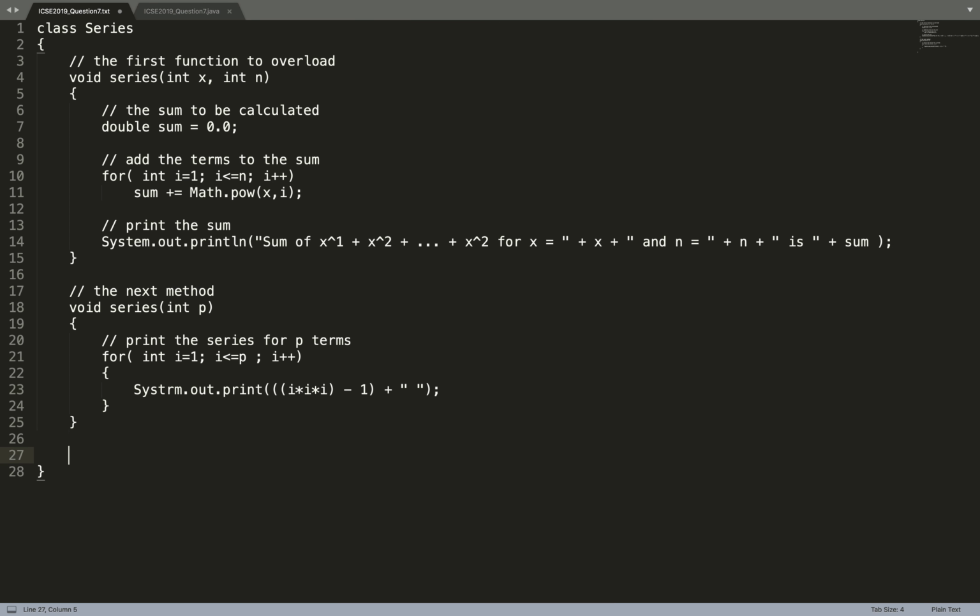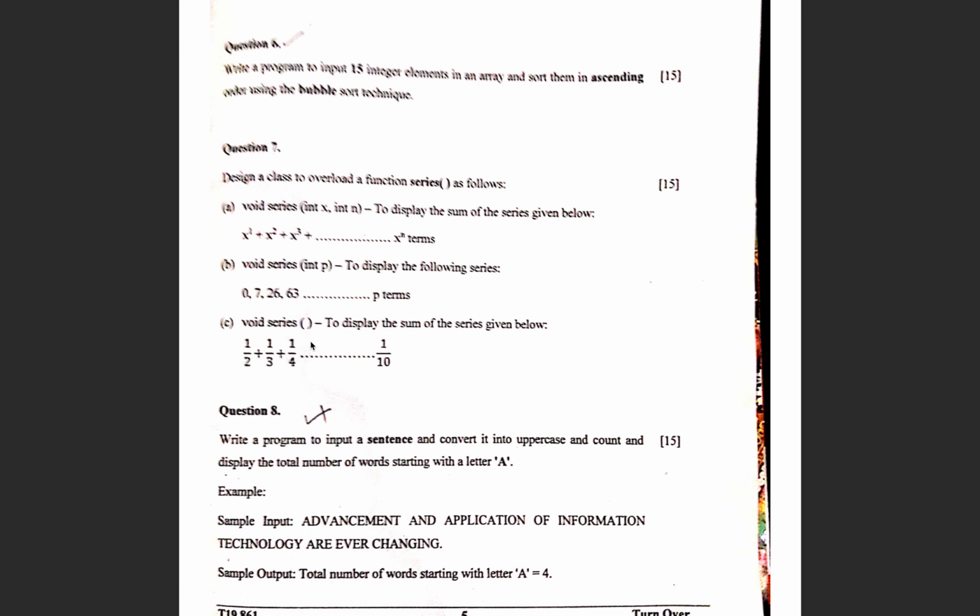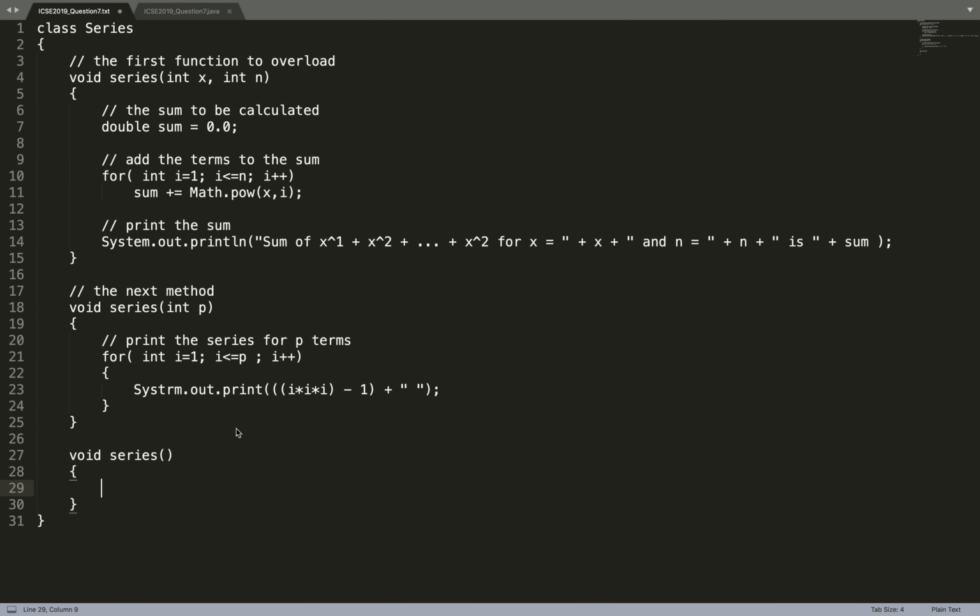Okay, so then we have another series, void series. This takes how many parameters? This takes no parameters. 1 by 2 plus 1 by 3 plus 1 by 4 till 1 by 10. Okay, so to store the sum, and since 1 by 2, 1 by 4 are values that are going to be double values, so double sum is equals to 0. So add all the terms.